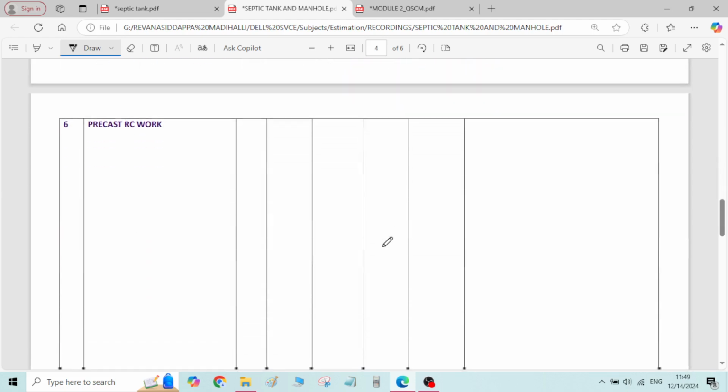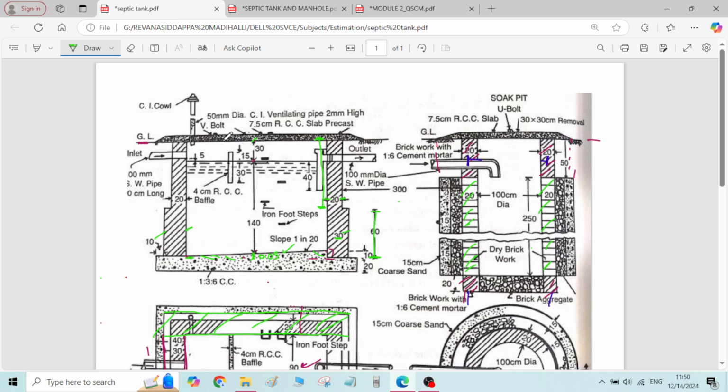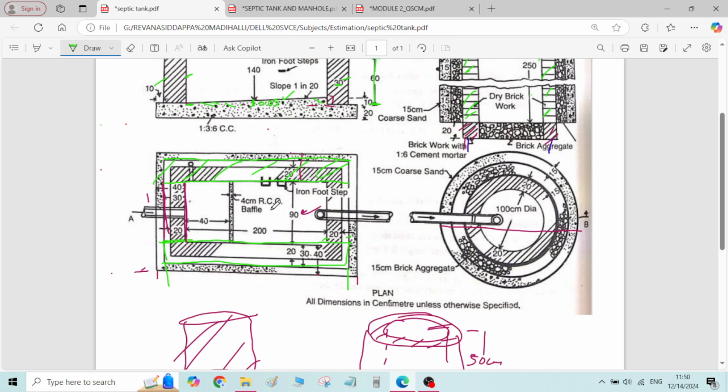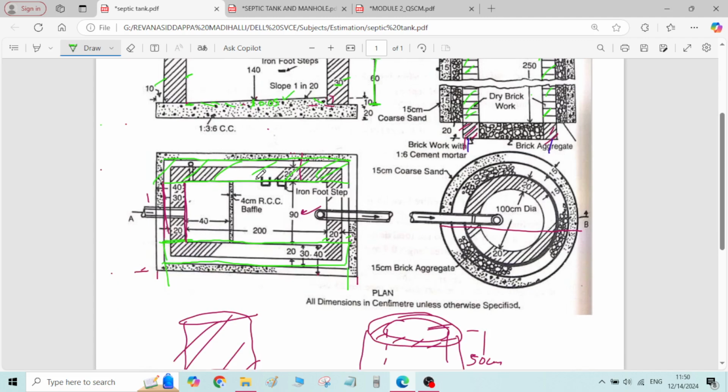Okay. Next item of work is precast RC work. Here RC means reinforced concrete work. We have reinforced concrete work in total 3 items. One is roof cover of the slab, second one is roof cover of the soak pit, and third one is this baffle wall. It is also made of RCC. Here it is mentioned in the figure, you can see 4 centimeter RCC baffle wall. So there are 3 components made of RCC. We have to calculate the total quantity of each individual component, then adding together, you will get the total quantity of RCC work.